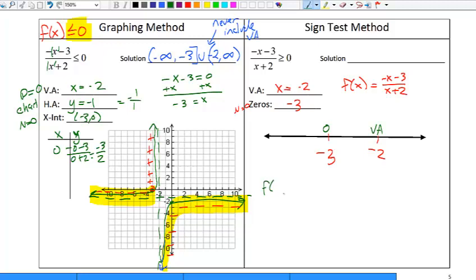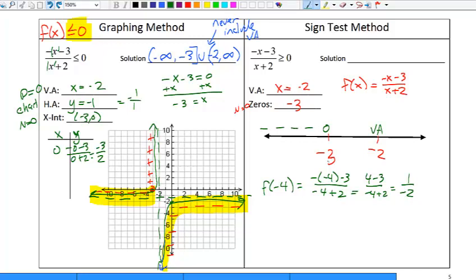So I need to pick something to the left of -3, so I'll pick -4. So we have the opposite of -4 minus 3 over -4 plus 2. So that's +4 minus 3. I'm getting 1 over -2, which is negative.